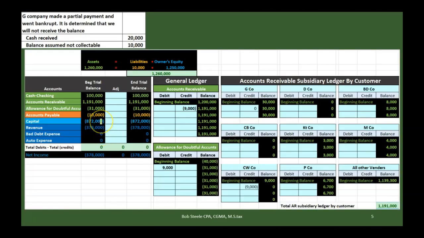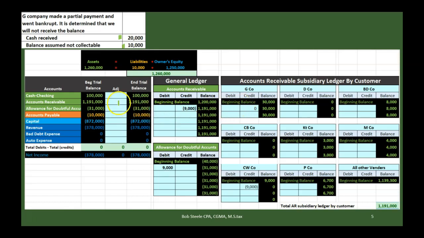So now we have G Company made a partial payment and went bankrupt. It is determined that we will not receive the balance. So we're going to receive 20,000 of cash, and then we're not going to receive the other 10. So if we look at G here, we can see that the company owes us 30,000. They're going to go bankrupt, and within the bankruptcy, assuming they paid off who they could, they paid off us 20, and then they're not going to pay the rest because they went bankrupt. So that is what's happened.